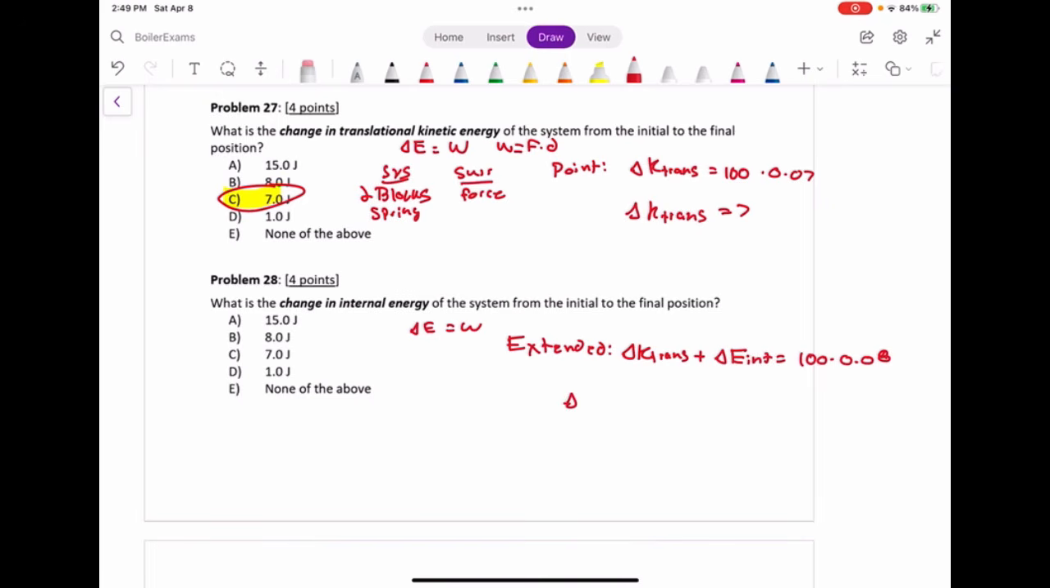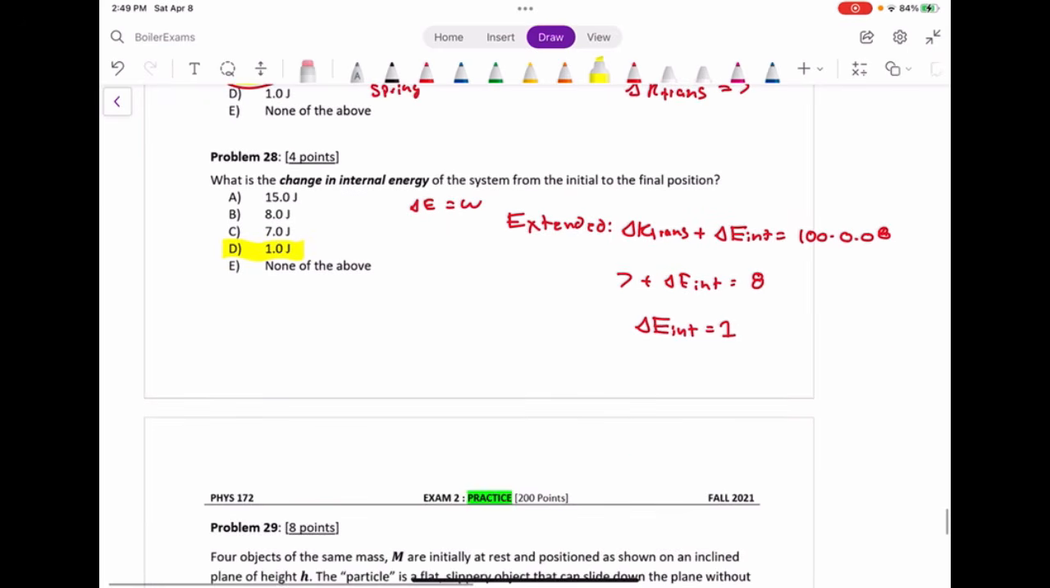So then we have delta K trans plus delta E internal equals 8. We know delta K trans is 7 from the last problem, so let's just sub that in. Delta E internal equals 1 joule. D, which is correct.